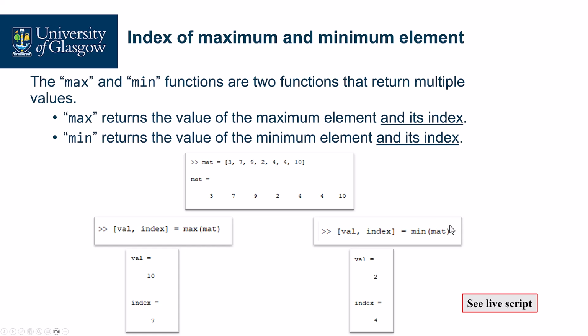Similarly, we can do min. Because this is only one row, we can just get the smallest here. So min is 2, and the index is the 4th place. After the session, you can build, let's say, a 2x3 matrix, and use min with two outputs, then you can see what the value and the index are. You can see the outcome.